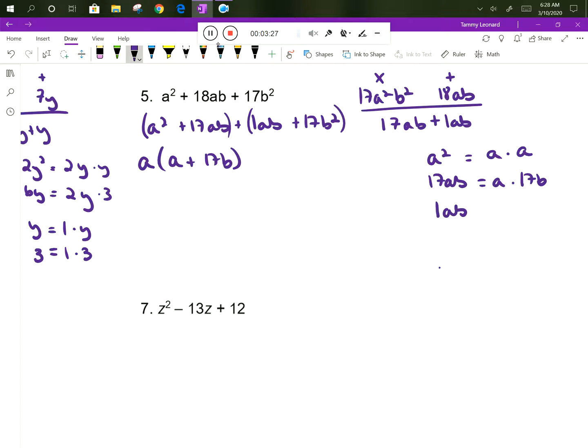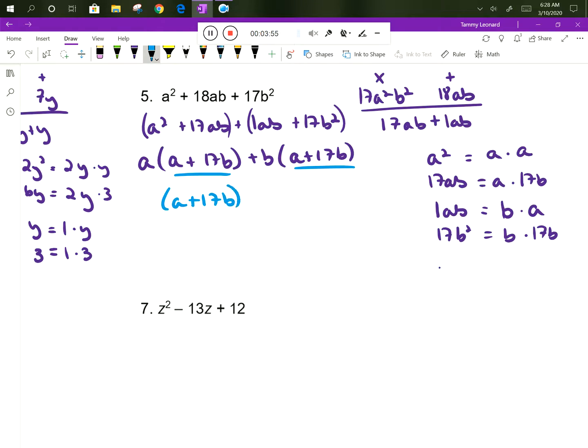For the next two terms, 1ab and 17b squared, they each have a b in common. We need to multiply by an a, or a 1a, and we need to multiply by a 17b. So we can factor out a positive b, and in parentheses we'll have a plus 17b. They have this factor of a plus 17b in common, and the other factor is a plus b.